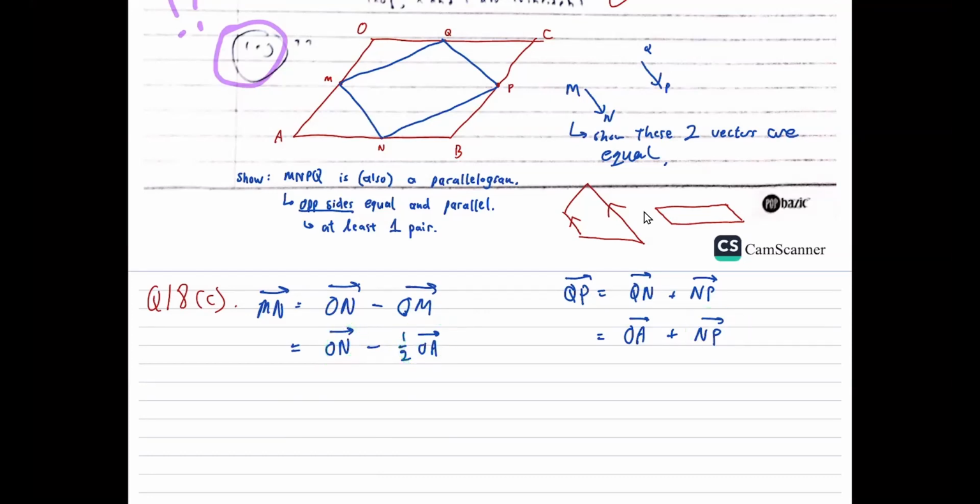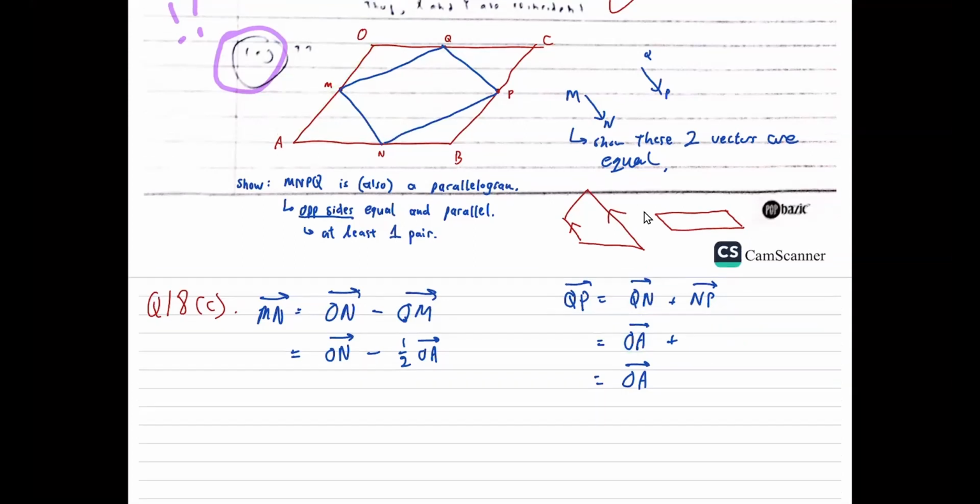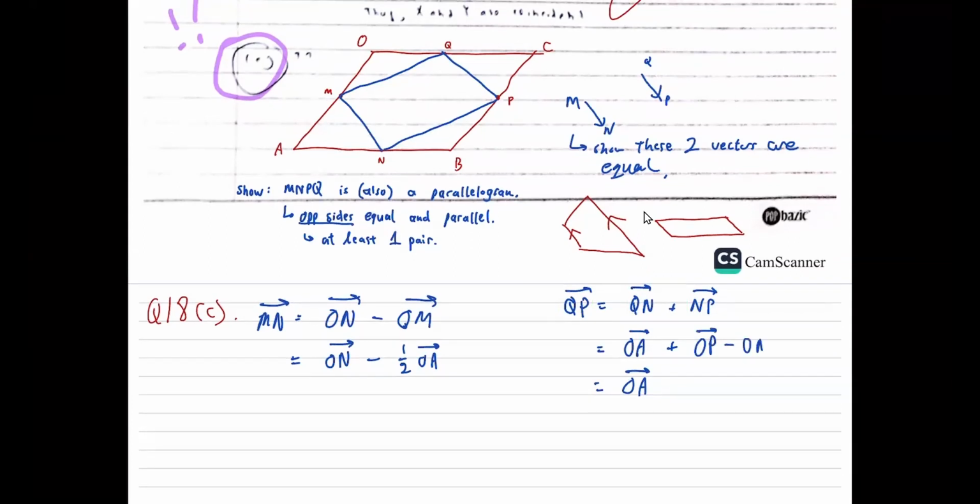Then here, NP, okay, let me start from the top. Vector QP is QN plus NP. So I can rewrite it as QN plus NP, but QN is the same as vector OA. So I replace it. Then the NP, I leave it alone first because I don't know how to solve it. But I think I can rewrite it now as OP minus ON. Does that help? Is that the same? End minus start, yes, right?